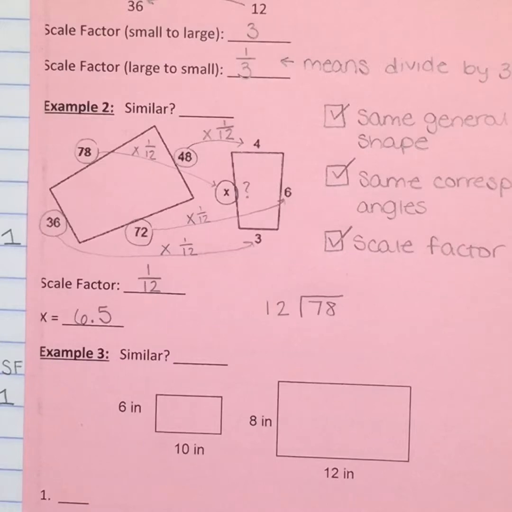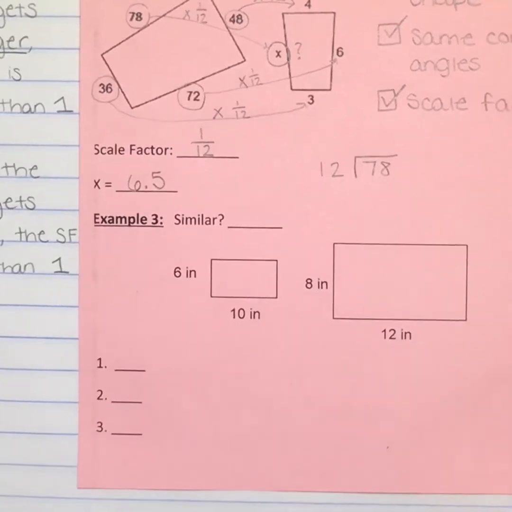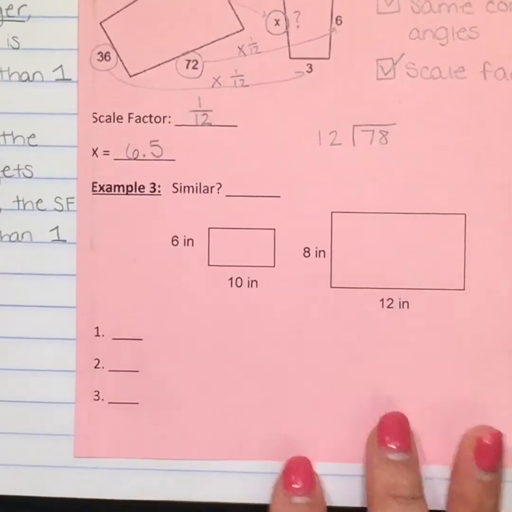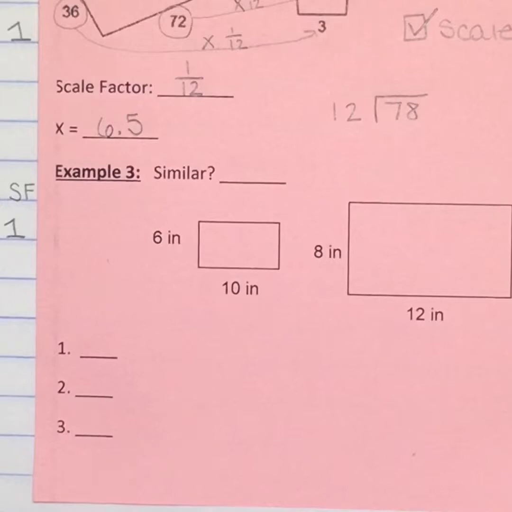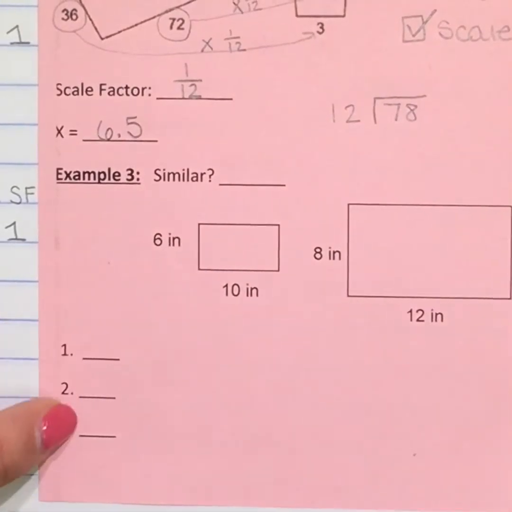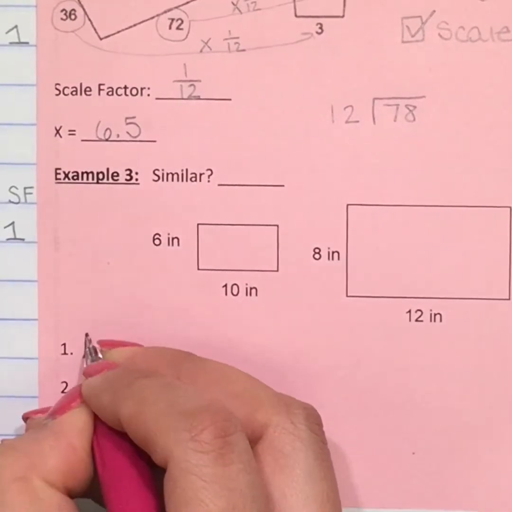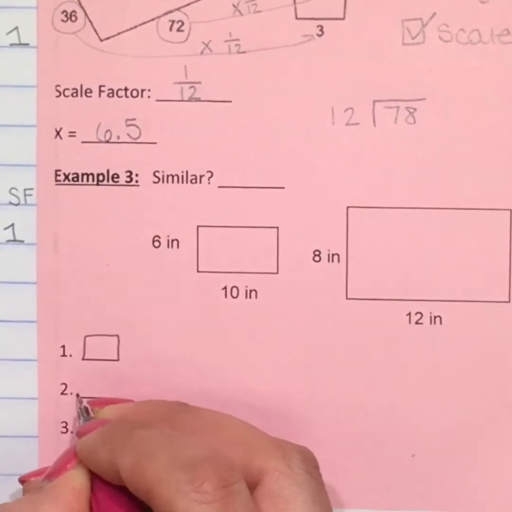Raise your hand if you got 6.5 for this one. Nice, hands down. Okay, and now the last one, example number 3. This one is just asking you whether or not these two rectangles are similar. And this is where you're supposed to write the 3 characteristics. So I'm actually going to turn these into little check boxes like we've been doing this whole time.